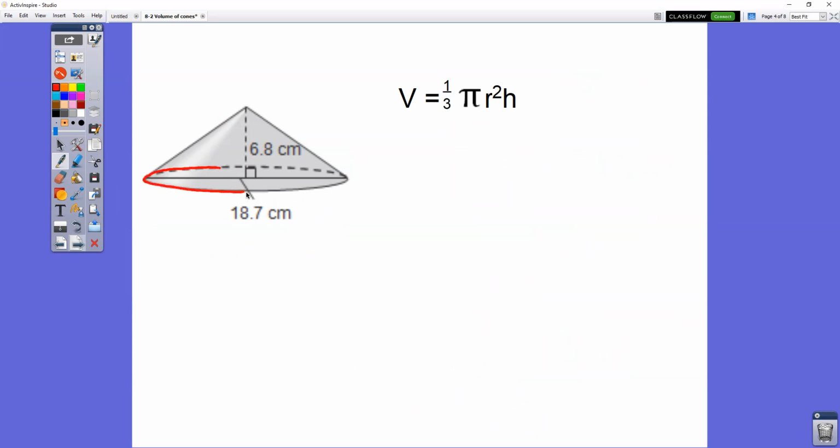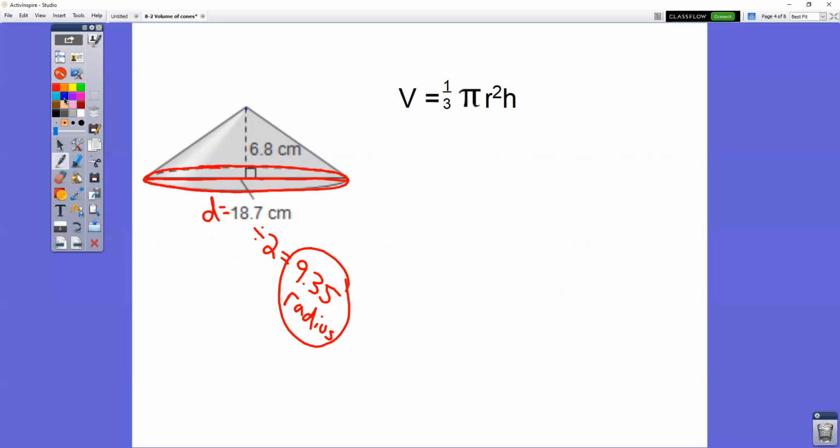Here's your circle at the bottom of the cone. And notice that this 18.7 goes all the way across that circle. So this 18.7 is really your diameter. We don't want the diameter because we have radius in our formula. So remember, to find the radius, you have to take the diameter and divide it by 2. 18.7 divided by 2 is 9.35. That is your radius. So that's what we're going to sub into the formula.